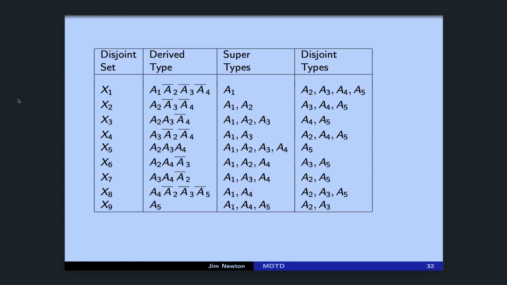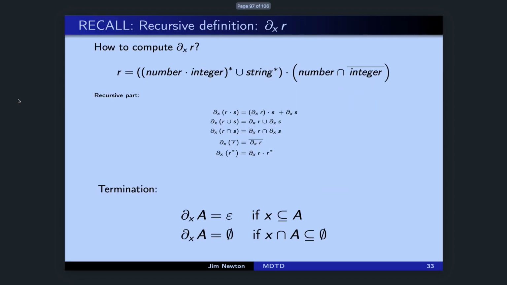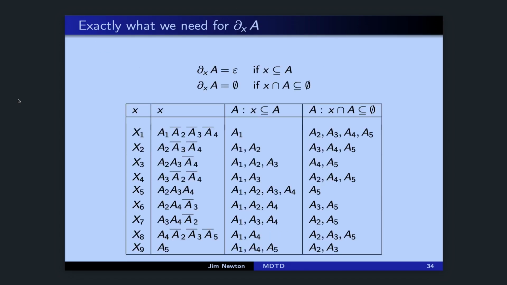So here are the types that we've derived. We have a set of derived types, which I've labeled X1 through X9. Each one specifies what are the supertypes and what are the disjoint types. And remember, in the derivative function, we need to know whether the subtype relation holds or the disjoint relation holds. And that's exactly the information we have in the table now. Which ones are disjoint and which ones obey the subtype relation.